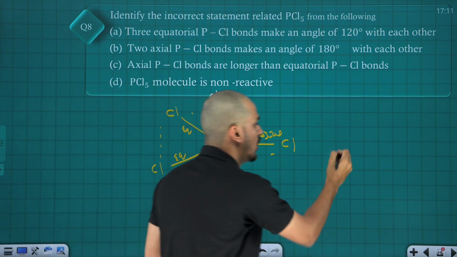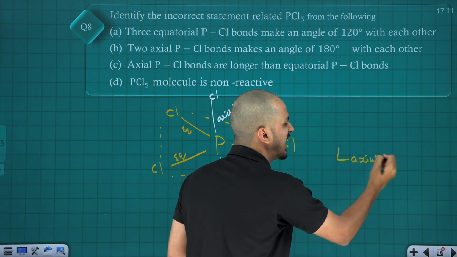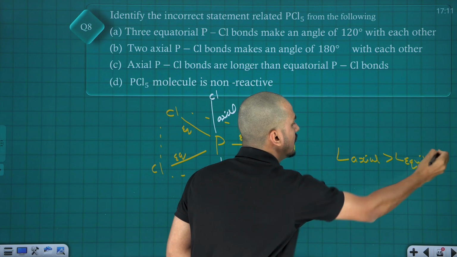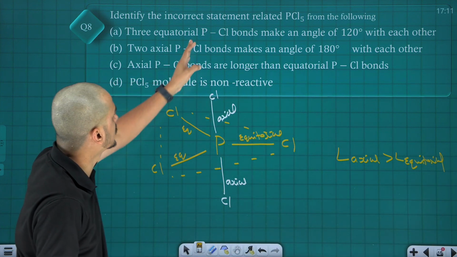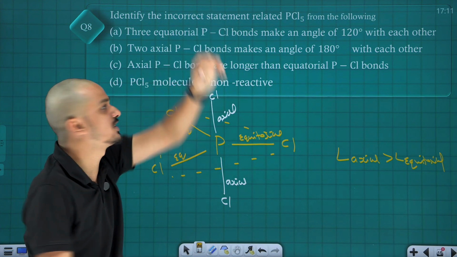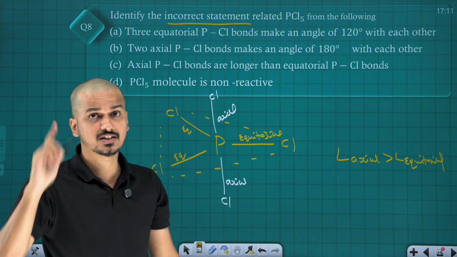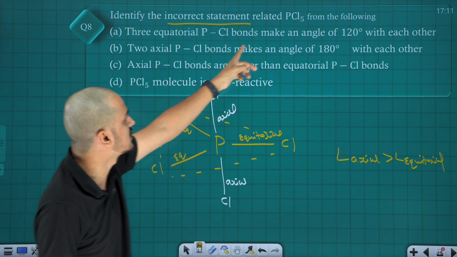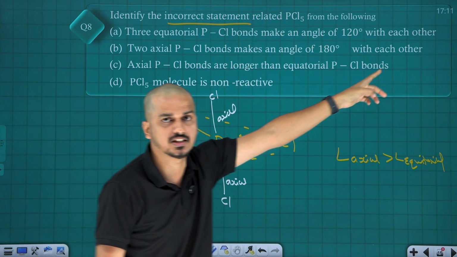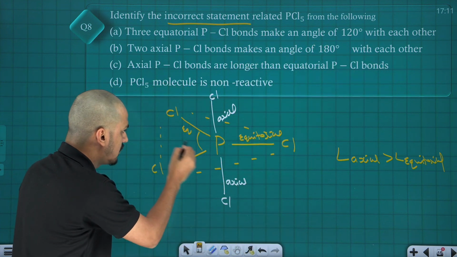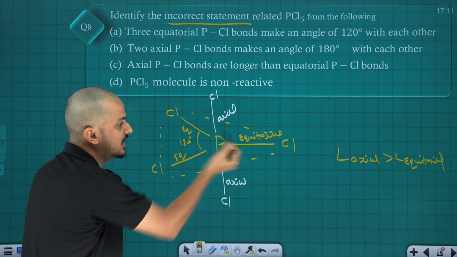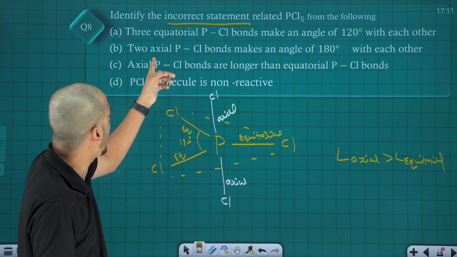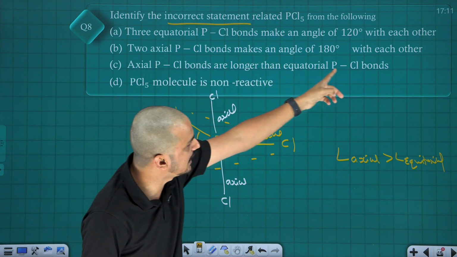And one more idea we know: the length of axial is greater than the length of equatorial. Now we can check the question. They are asking about the incorrect statement. What about the first statement? 3 equatorial PCl bonds make an angle of 120 degrees with each other. Yes, of course, because that triangle is in the same plane: 120, 120. That's correct. 2 axial PCl bonds make an angle of 180 degrees with each other.